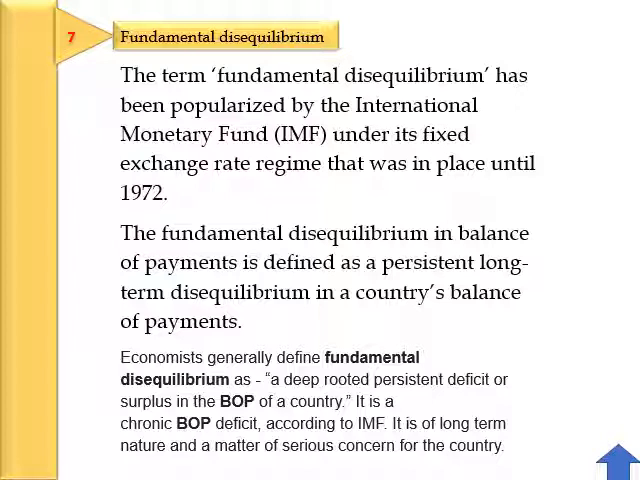So in this video, we have understood the meaning of balance of payment disequilibrium and important types of disequilibrium in the balance of payment. Thank you.